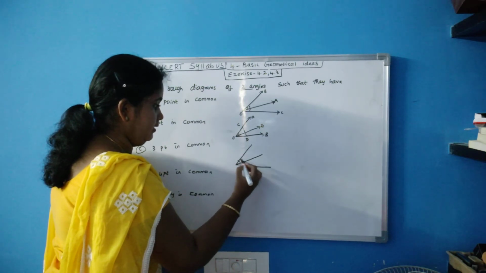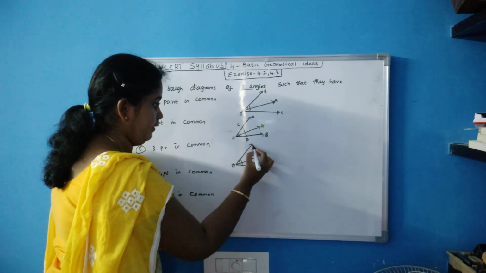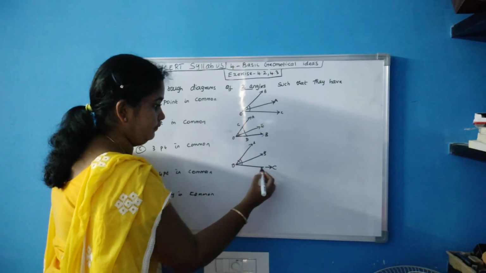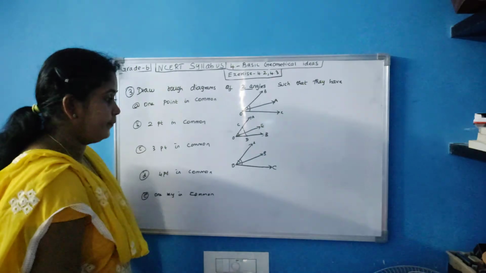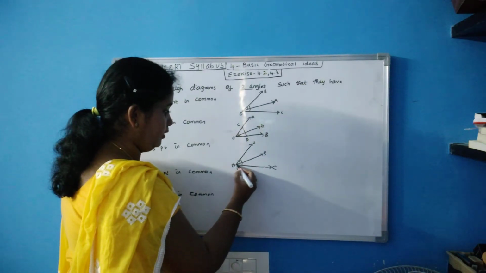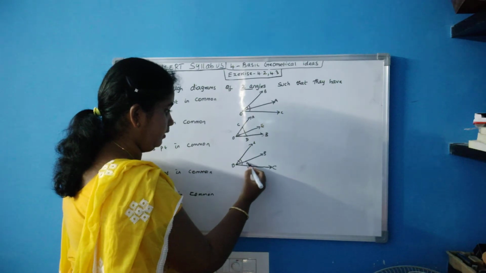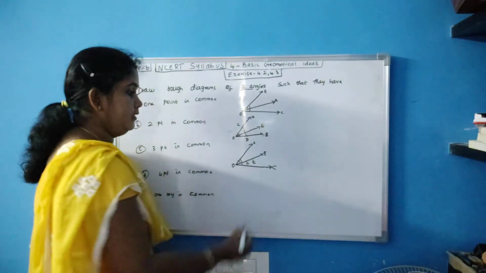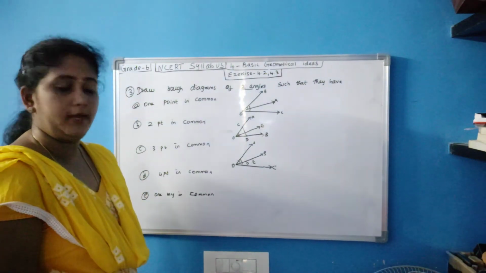This is 2 angles. Naming this O and naming the rays B and C. Okay. Now 3 points in common. O is 1 point. Then D is 1 point. E is 1 point. O, D, E is the 3 points common to the 2 angles.